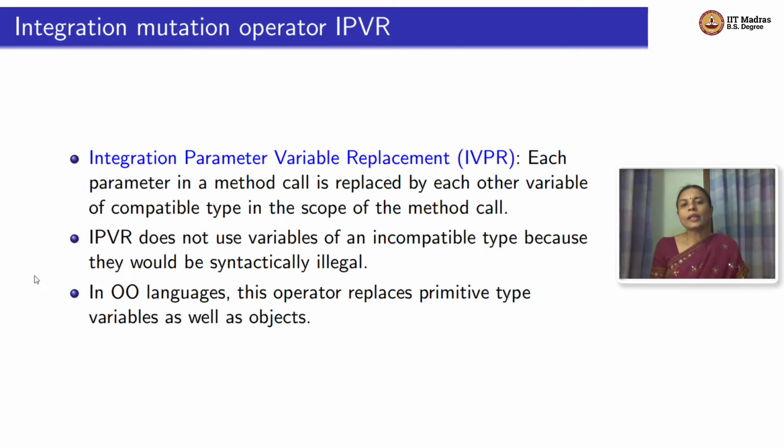So what would this test? This would typically test whether the procedure call has been done with the right kind of variables. And we don't use variables of incompatible type because otherwise the mutant will not be a compilable program. And when we do this specific to object-oriented languages, we'll see this. This particular mutation operator will replace variables of primitive types as well as objects.